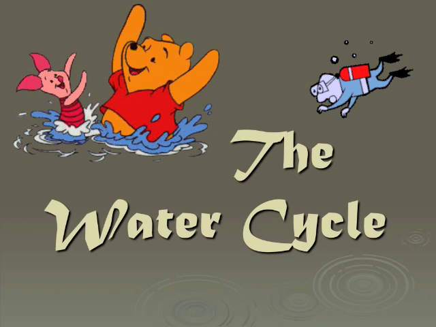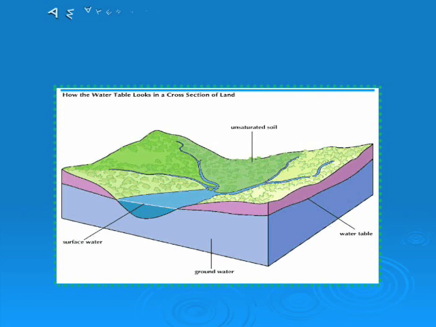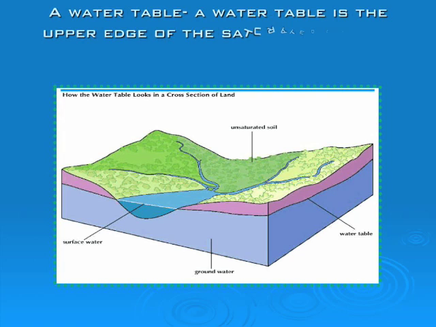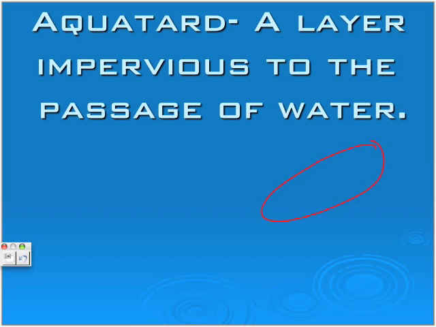This is about the water cycle. Let's first look at the definitions. A water table is the upper edge of the saturated zone in soil. So in this diagram, the water table is the purple part here. Okay, the aquitard. It's a layer impervious to the passage of water.